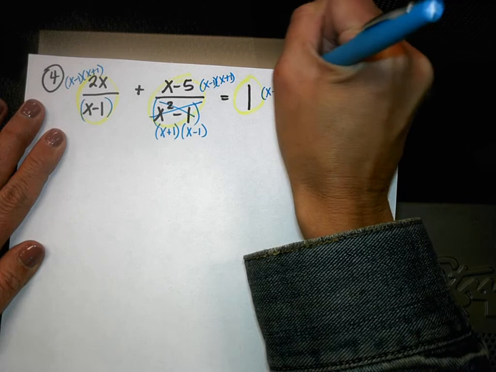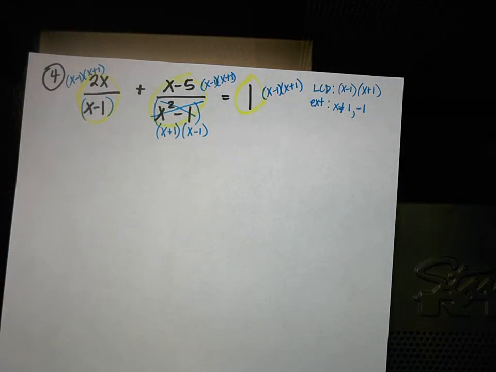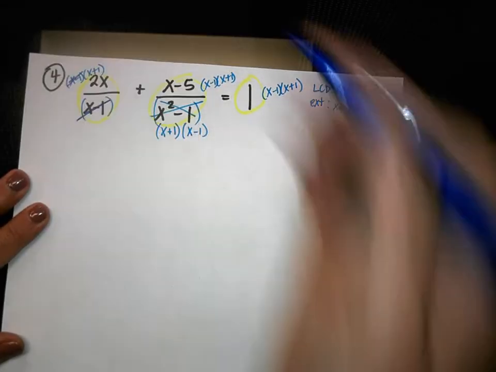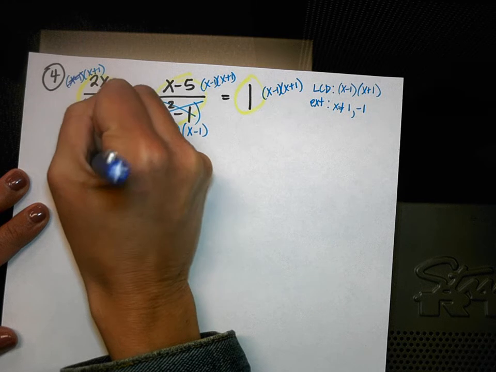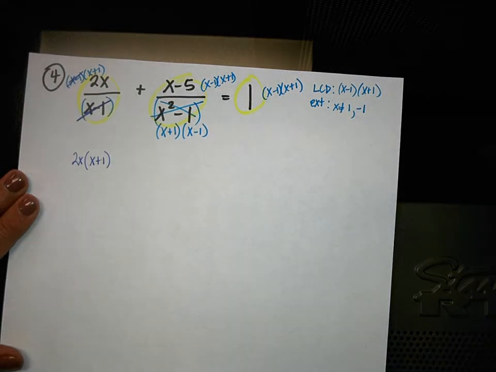Okay, so on the first term, what happens? The x minus 1's cancel out, and so we are left with 2x times x plus 1. And some of you go ahead and multiply it through by 2x at the same time, which is fine. For this one, I'm not going to.